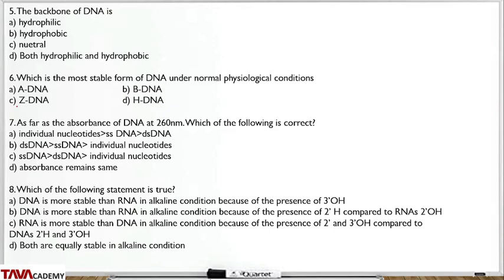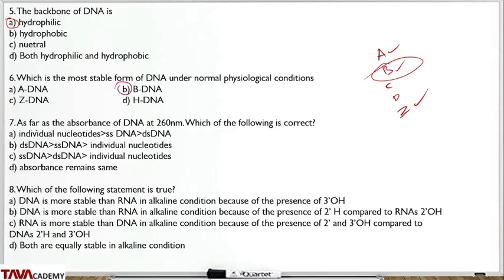Question 5 says the backbone of DNA is hydrophilic. So it's made up of the sugar and phosphate, so it's hydrophilic. The core is actually hydrophobic. It's made up of nitrogenous bases joined together by hydrogen bonds. Which is the most stable form of DNA? We made mention of DNA A, DNA B, and DNA C, D, and Z, but we talked extensively about A, B, and Z. So the most stable form is actually the most popular, which is B DNA, the B form of DNA.